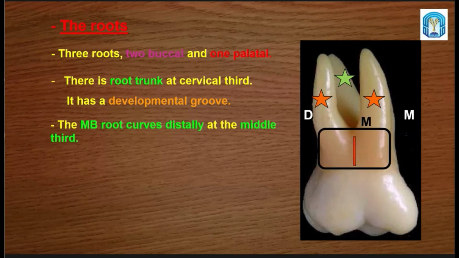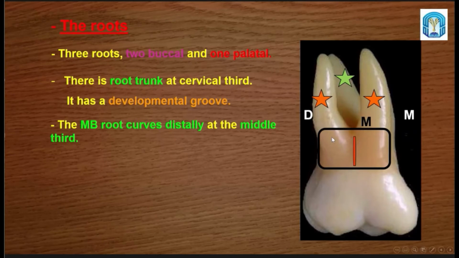The mesiobuccal root curves distally at the middle third. The mesiobuccal root first goes on the mesial side near the middle area, then goes to the distal area, so it looks like a banana. First it goes on the mesial side, then goes to the distal.